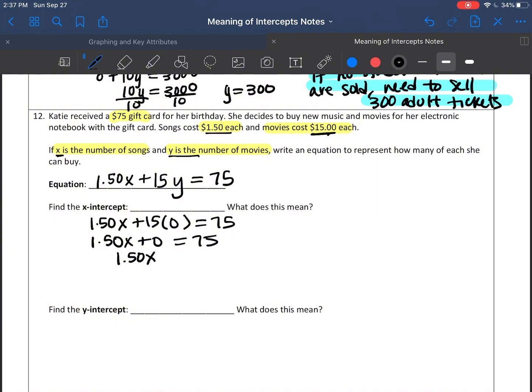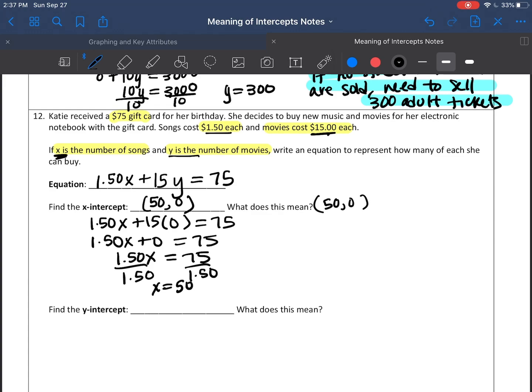plus 0 equals 75. So 1.50x equals 75. Divide by that 1.50 or 1.5. And we get x equals 50. And so the x-intercept would be 50, 0.